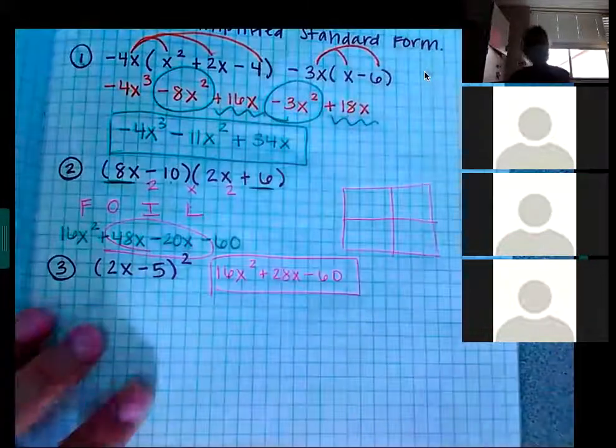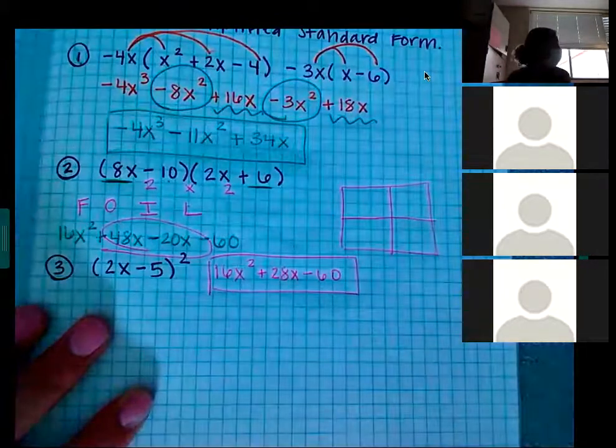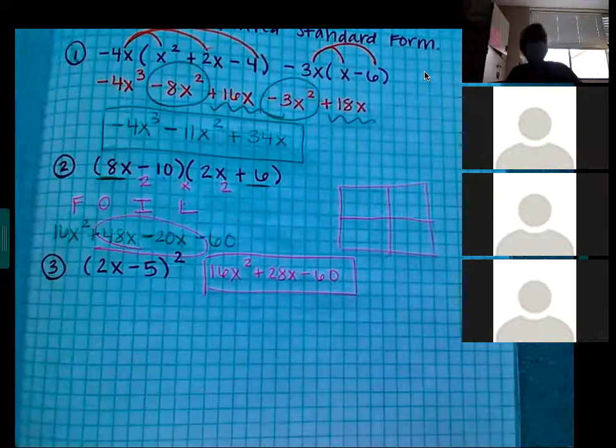So 16x squared plus 28x minus 60. Is that what y'all got? Jay, is that what you got, babe, in your box? All right, so let's check it with a box.